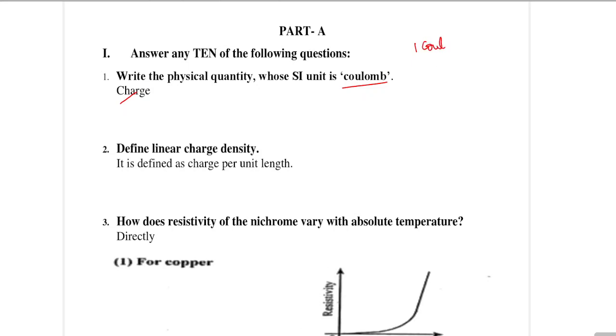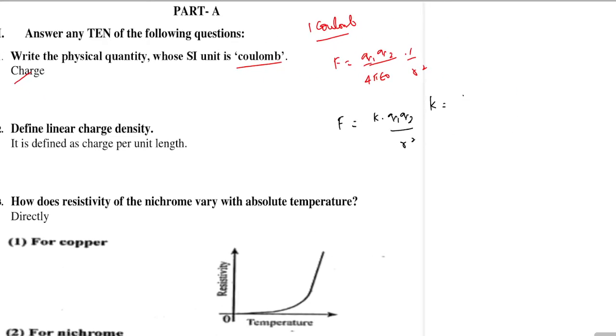So to define what is 1 coulomb, 1 coulomb can be defined from Coulomb's law. It says the force is equal to 1 by 4 pi naught Q1 Q2 by r square, and we can write this also as F is equal to K into Q1 Q2 by r square, where the constant K is 1 by 4 pi naught, which is 9 into 10 power 9.